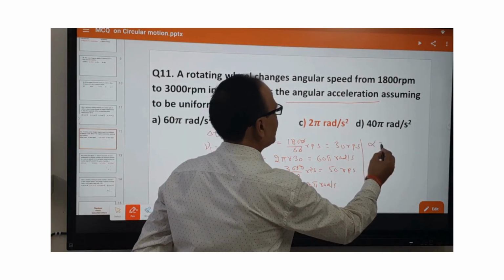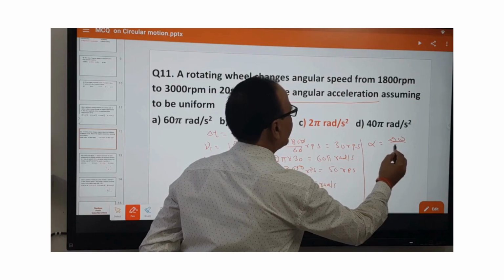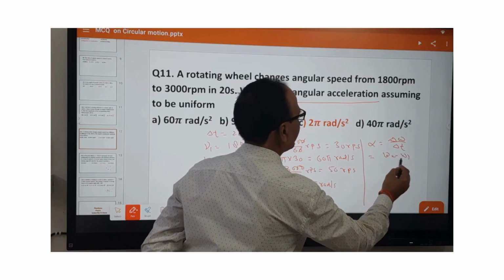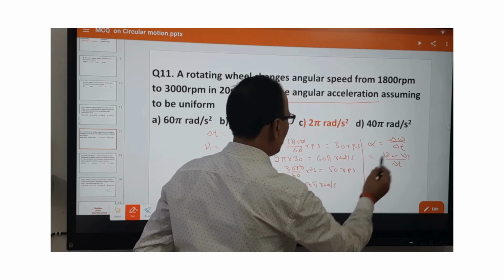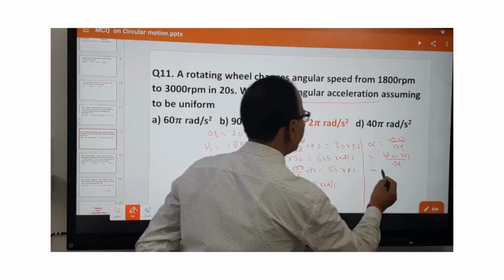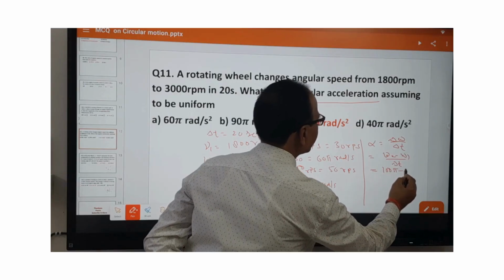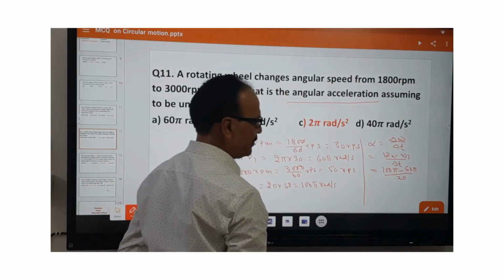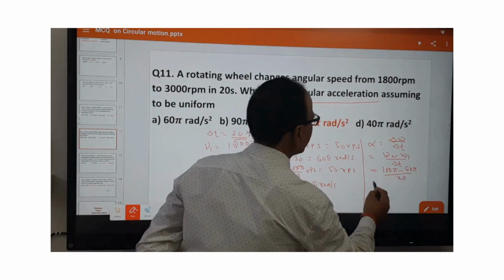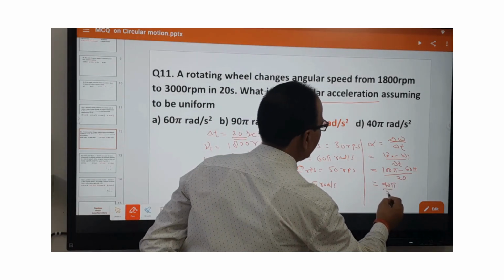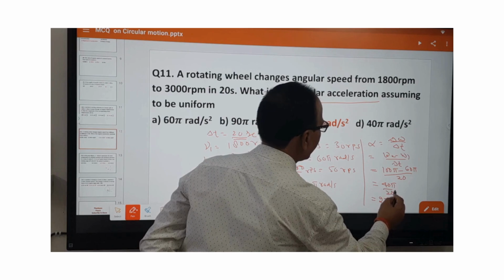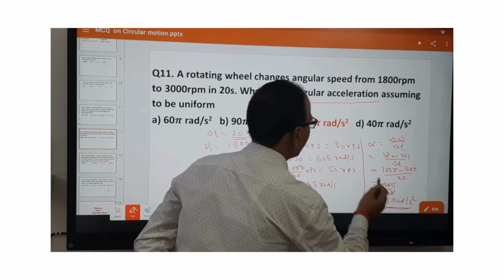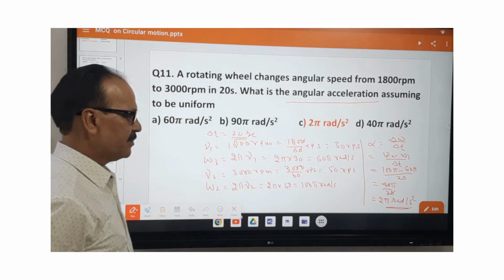Now find the angular acceleration. Angular acceleration alpha is equal to delta omega upon delta t. Delta omega, that is omega 2 minus omega 1, upon delta t. Omega 2 minus omega 1 means 100 pi minus 60 pi upon 20. Time duration given is 20 seconds. So this is 40 pi upon 20, that is 2 pi radian per second square. This is the value of angular acceleration.